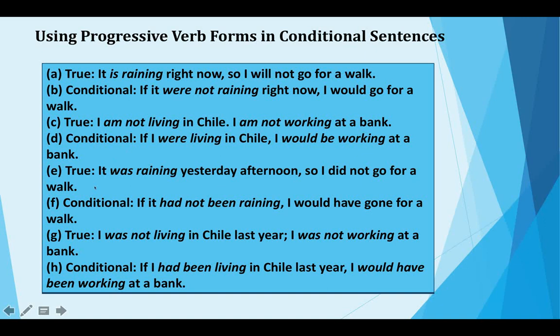True. It was raining yesterday afternoon, so I did not go for a walk. Conditional. If it had not been raining, I would have gone for a walk. True. I was not living in Chile last year. I was not working at a bank. Conditional. If I had been living in Chile last year, I would have been working at a bank. So again, make sure you explain to your students the dynamics of the verb tenses here.